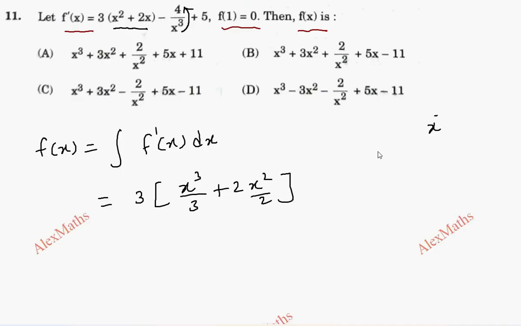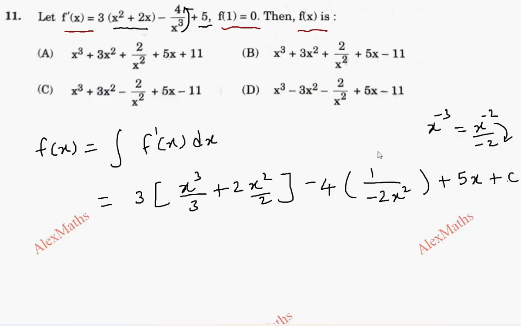So when I have x power minus 3 on integration, this will be x power minus 2 by minus 2. So already there is minus 4, and we bring this x power minus 2 down. So 1 by minus 2x square, and at the end we have the constant 5, so that is 5x, and we have to put a constant c.